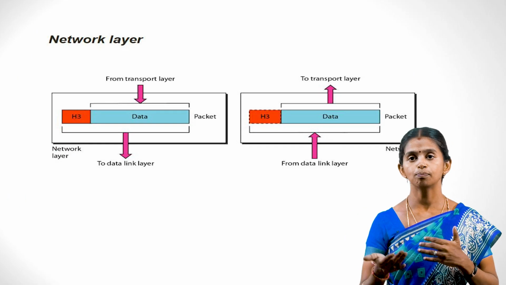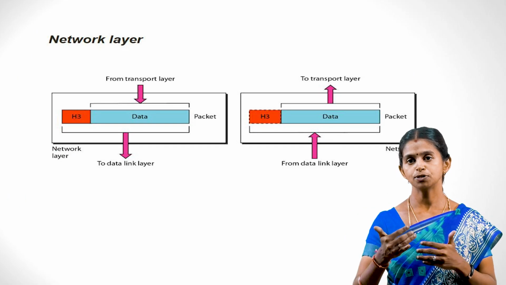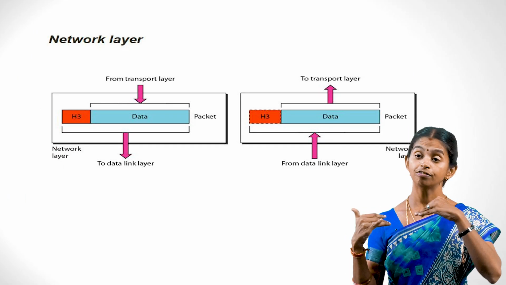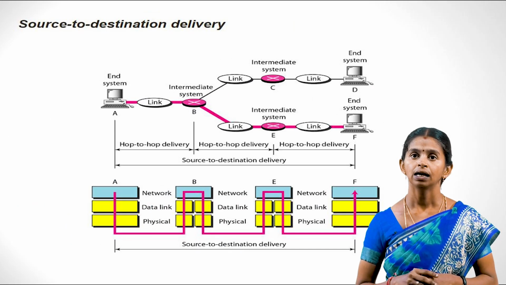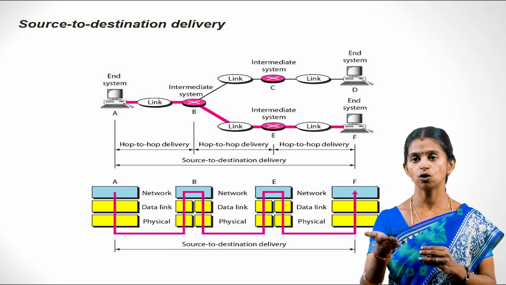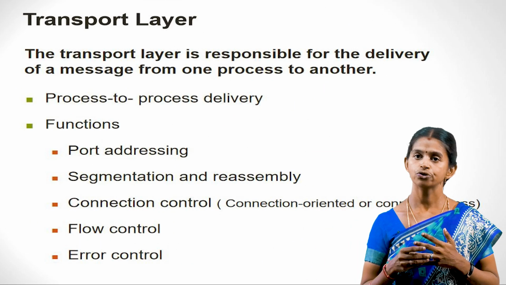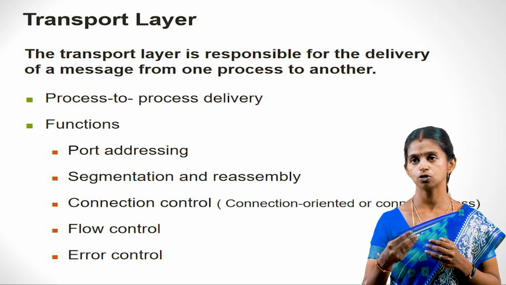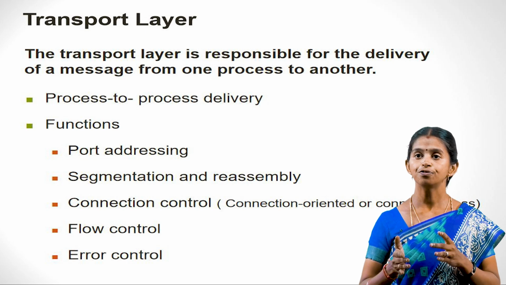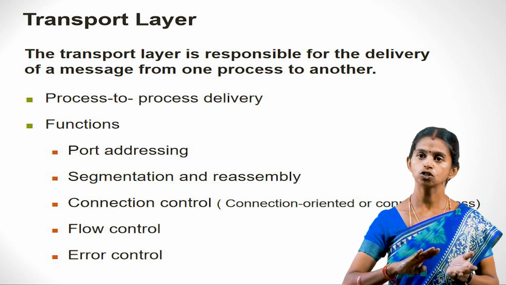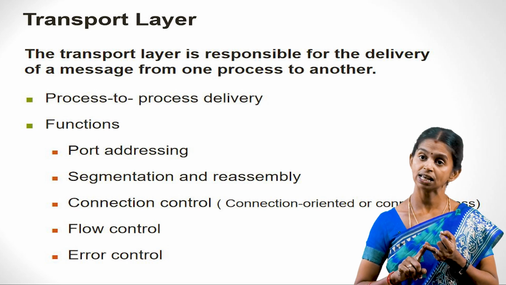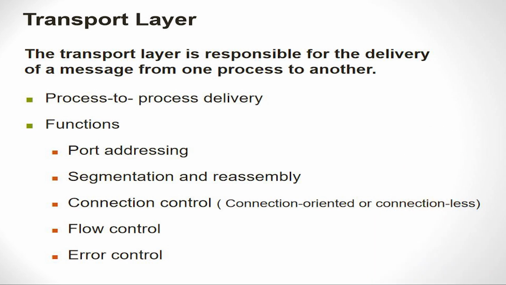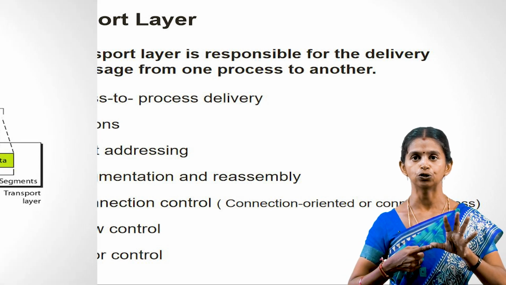From the network layer, the data is transmitted to the data link layer, and from the data link layer, the data is transmitted to the transport layer. Source to destination delivery is performed by the transport layer. The transport layer is responsible for the delivery of a message from one process to another, that is, process to process delivery. Its functions are port addressing, segmentation and reassembly, connection control (connection-oriented or connectionless), flow control and error control.